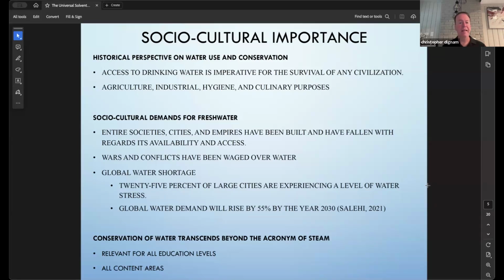And one thing we want to do is move beyond that acronym of STEAM and look at even the socio-cultural importance of water. And so there are historical perspectives, access to water, agriculture, industrial hygiene, culinary purposes. There are lots of ways to tie in the study of water beyond the acronym of STEAM. And again, if we tie STEAM as a hub for education, in my own experience, you create more of an emotional attachment to the learning. And then from that, we can bleed it out into areas like the humanities, literature, other areas that are beyond that acronym.